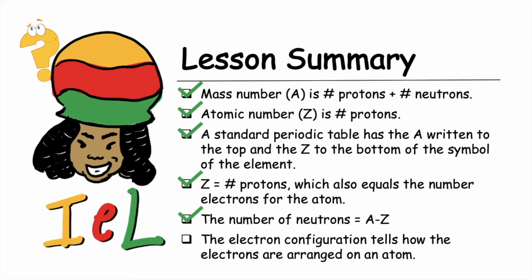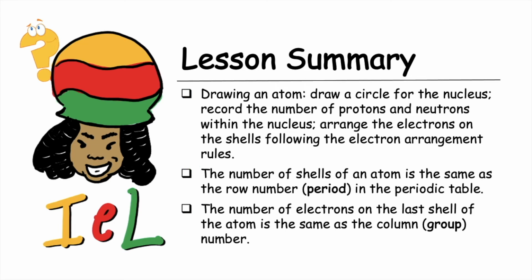The electron configuration tells how the electrons are arranged on an atom. When drawing an atom, first draw the nucleus, then record the number of protons and neutrons within the nucleus, then arrange the electrons on shells following the electron arrangement rules. Note that the number of shells of an atom is the same as the row number or the period number in the periodic table. Also, the number of electrons on the last shell of the atom is the same as the column or group number on the periodic table.